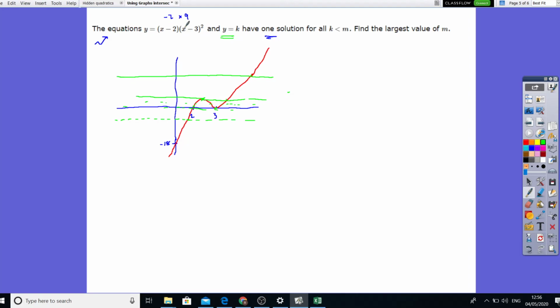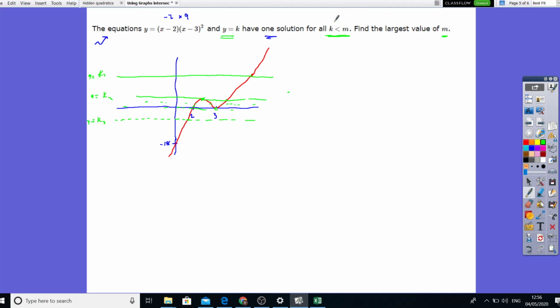Now, the equation has one solution for all values of k when k is less than m. Have one solution for all k less than m. Find the largest value of m. So we want a value of k. Don't forget, these are going to be the different k's we've got. All these are y equals k1, y equals k2, y equals k3, etc. So all these are different. So we want all the values.